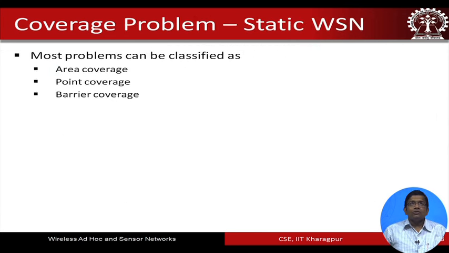Most of the coverage problems are in the case of static WSN, meaning all the nodes are stationary in the WSN implementation. If we are talking about a WSN where each and every node is stationary, typically the coverage problem can come in three flavors. The first one is area coverage, the second one is point coverage, and the third one is barrier coverage.